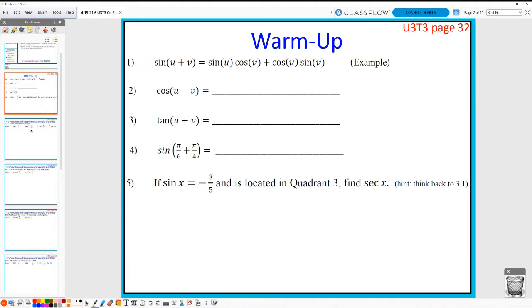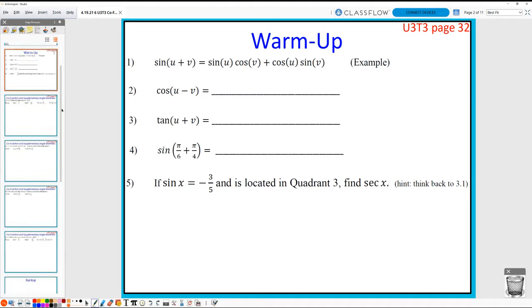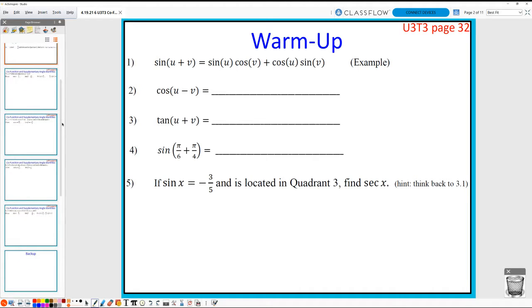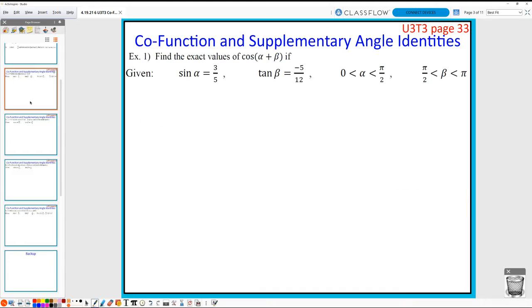Okay, I'm not going to go over the warm up like normally, but I do have notes on it already posted. So we want to find the exact value of cosine of alpha plus beta. I do not know what alpha and beta are, nor do I need to know the actual value, because they give us some very valuable information here. I have sine of alpha, tangent of beta, and also what quadrant these are in. 0 to pi over 2.